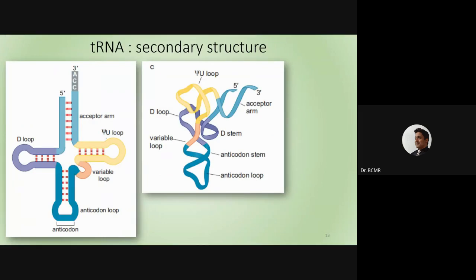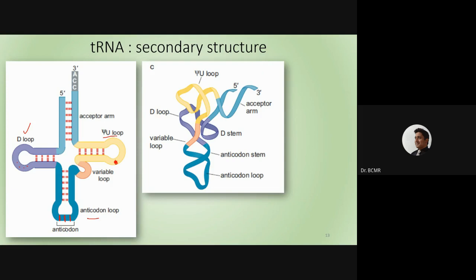Then we also learned about the different arms of a tRNA. The D loop, because it has a lot of dihydrouridine. You have the pseudouridine loop, because it has conserved pseudouridine. And there is the anticodon loop, which has 3 bases, the anticodons. Those are the ones that will base pair with the codon on the mRNA.